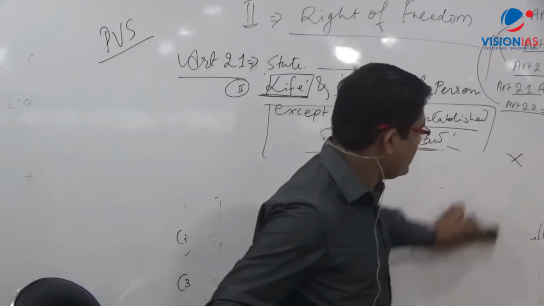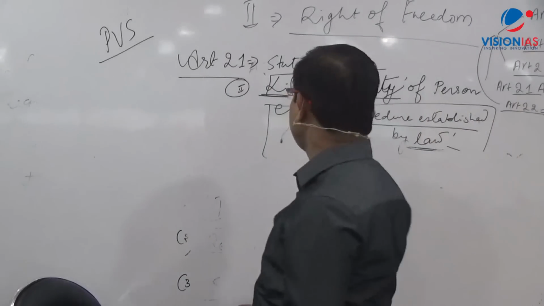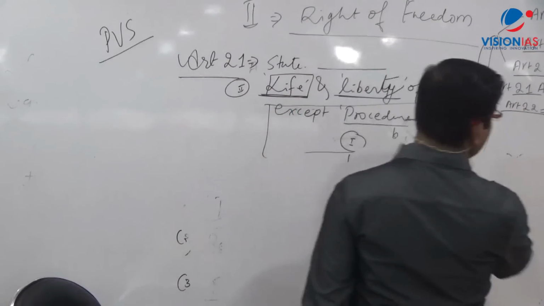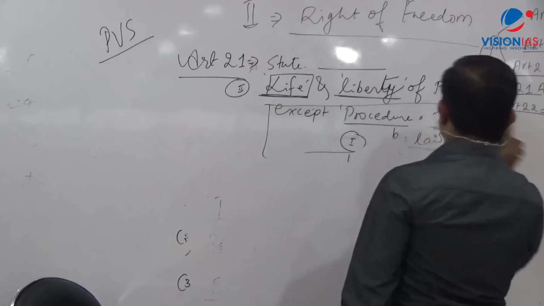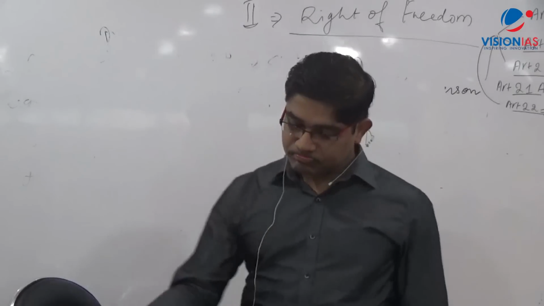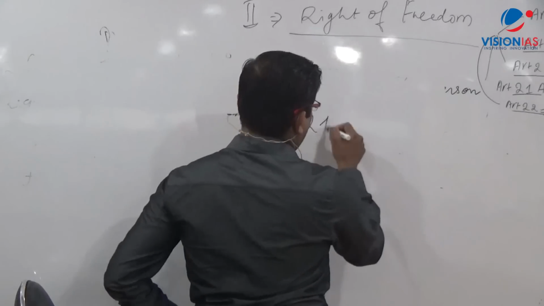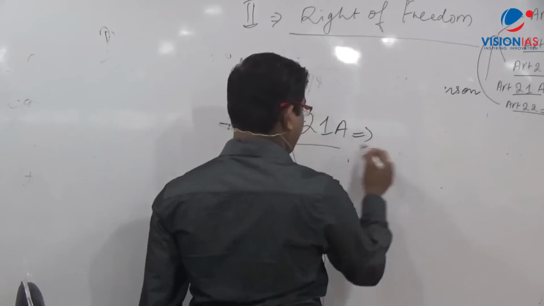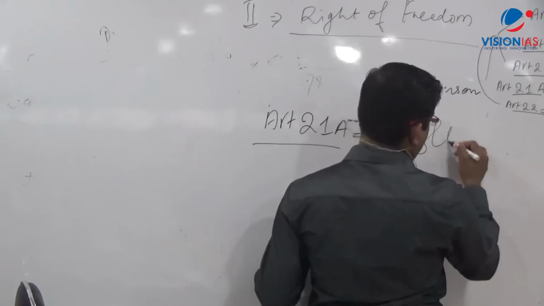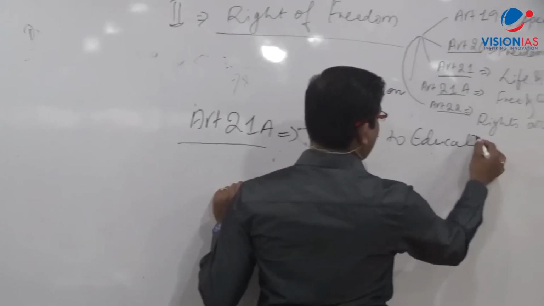This is about all the issues regarding Article 21. Now Article 21A. What is Article 21A? Right to education. Please have some progressive thinking for the mains answers.